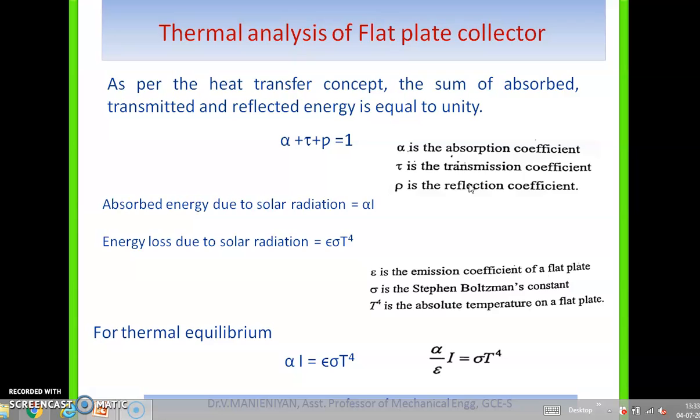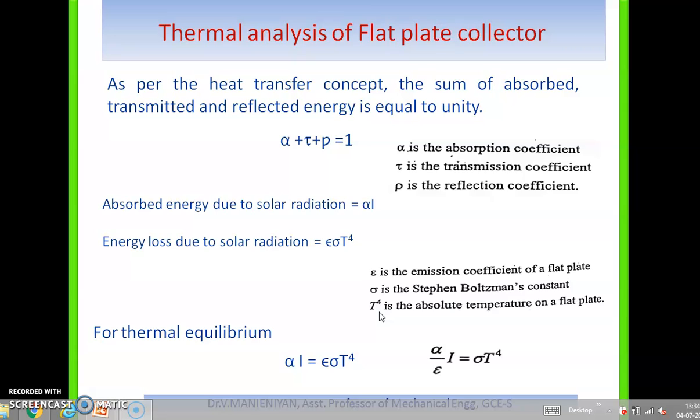For thermal equilibrium, energy losses are equal to the absorbed energy. For the purpose of this thermal analysis, we assume the conduction and convection losses are negligible. So the absorbed energy due to the solar radiation can be written as alpha I, and similarly the energy loss due to radiation is epsilon sigma T to the power 4. Epsilon is the emission coefficient, sigma is the Stefan-Boltzmann constant, and T is the absolute temperature of the flat plate collector.